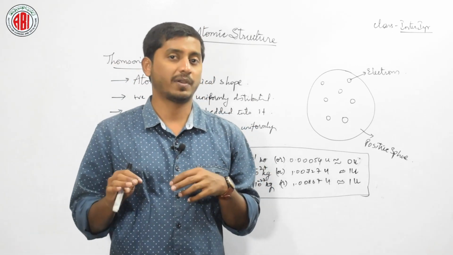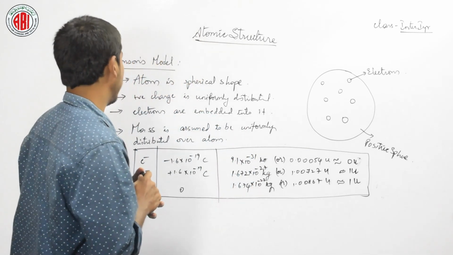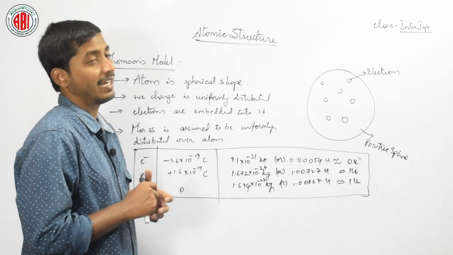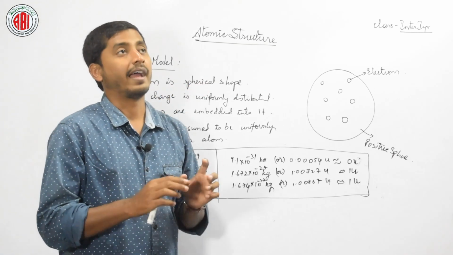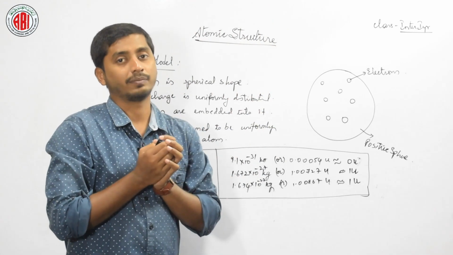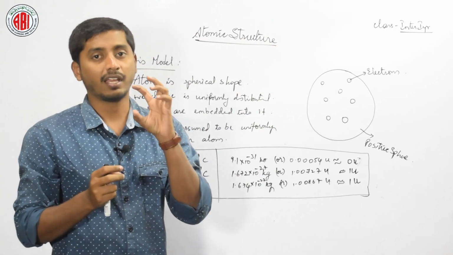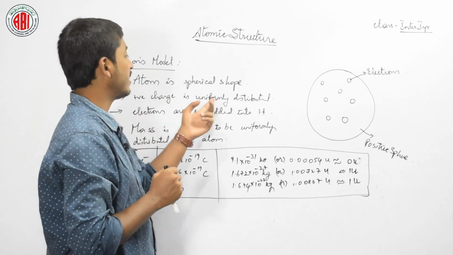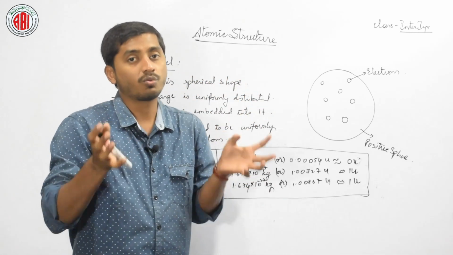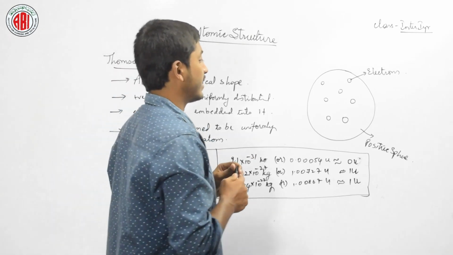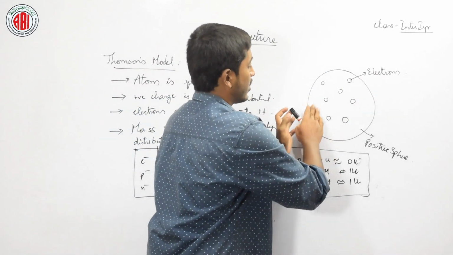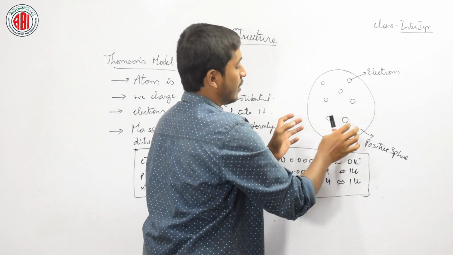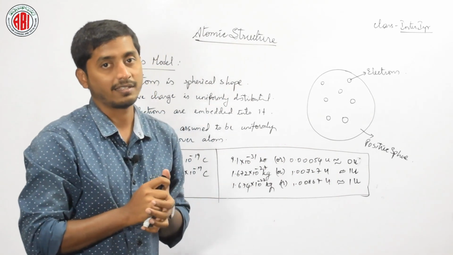After those kinds of experiments, they concluded a few things. Thomson always tells that an atom is spherical in shape, right. An atom is a spherical shape. A sphere is nothing but a ball kind of thing, and he tells that the positive charge is completely uniformly distributed throughout the atom, right. For example, see here, if there is a spherical atom, this whole portion except these small holes is completely filled with positive charge, right.